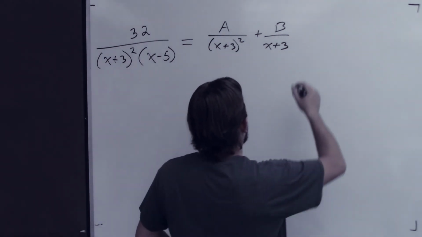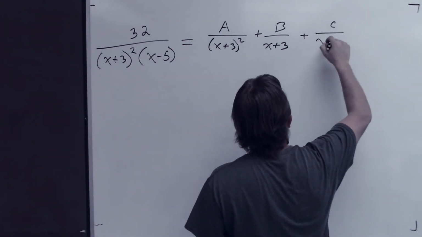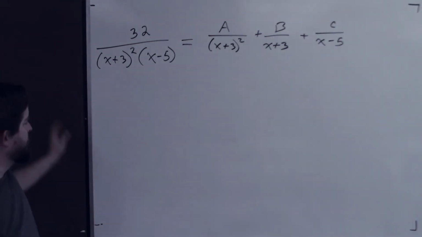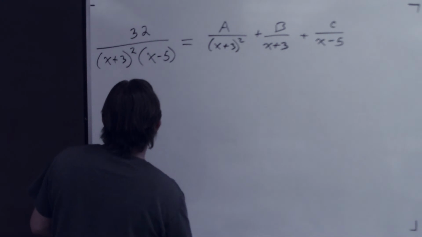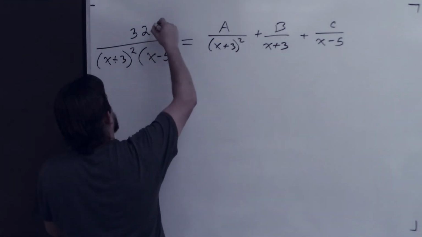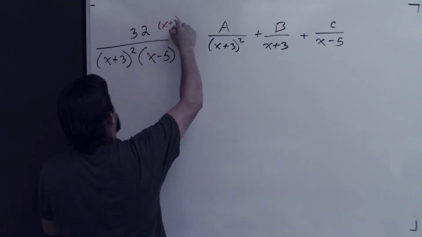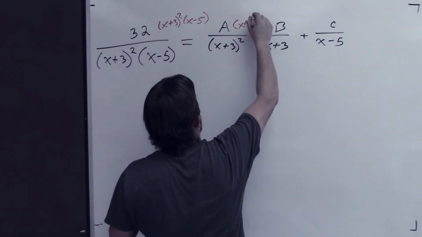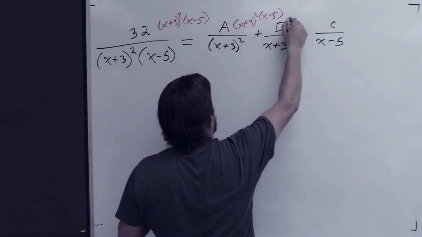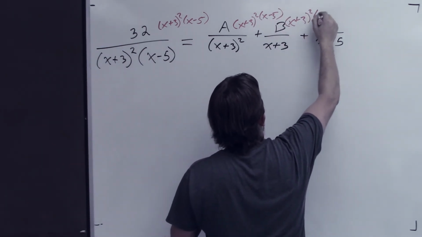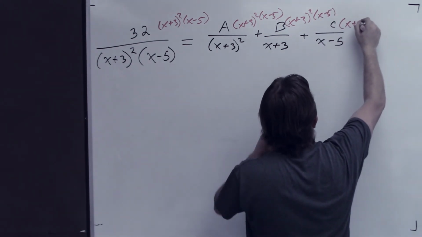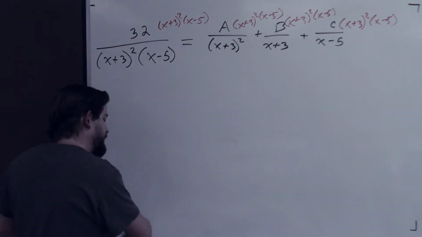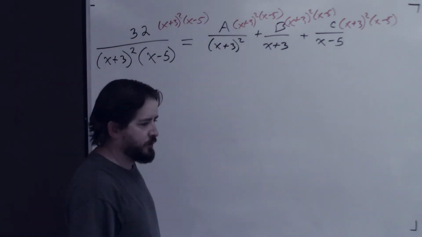And I have an x minus 5, so I have one more constant over an x minus 5. Now, if I multiply by the lowest common denominator, which is x plus 3 squared and x minus 5, I should eliminate my denominator altogether. That's the purpose of what I'm doing here.